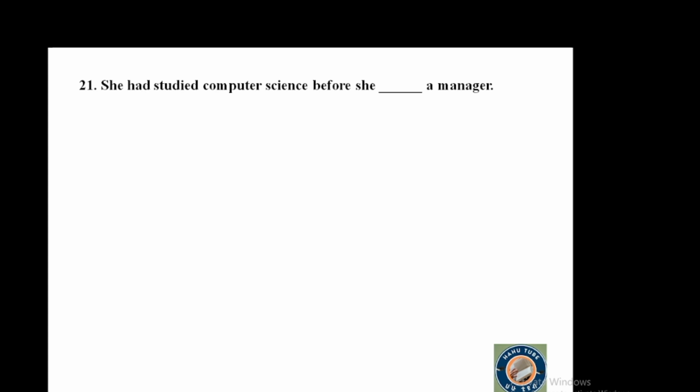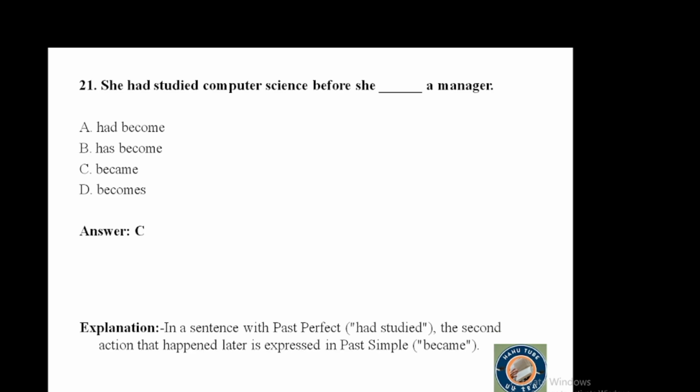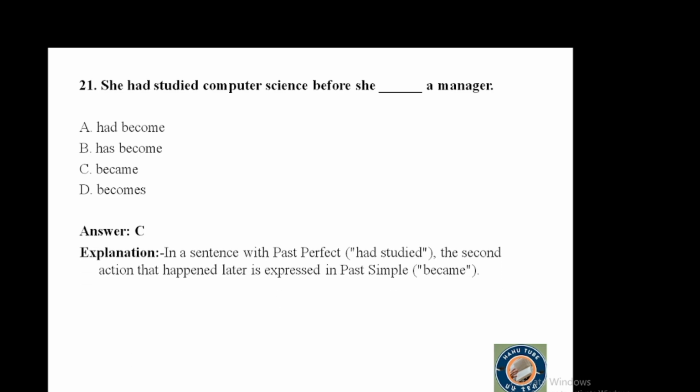Question number 21. She had studied computer science before she blank a manager. A. Had become. B. Has become. C. Became. D. Becomes. The answer is became. In a sentence with past perfect, had studied in this case, the second action that happened later is expressed in past simple, or became in this case.